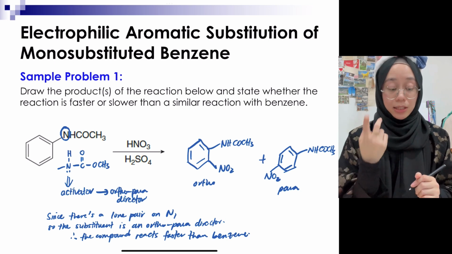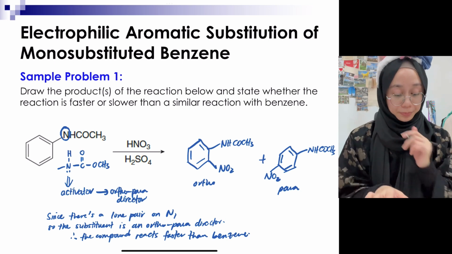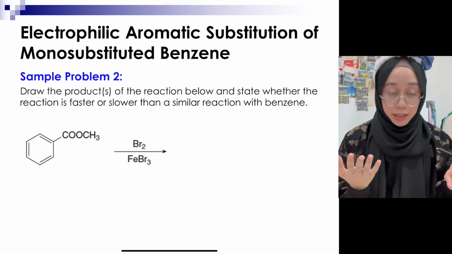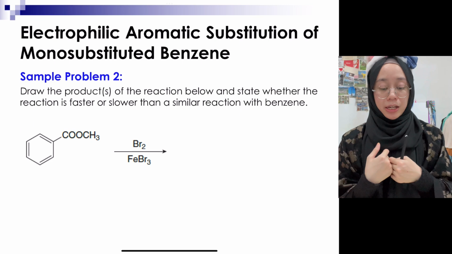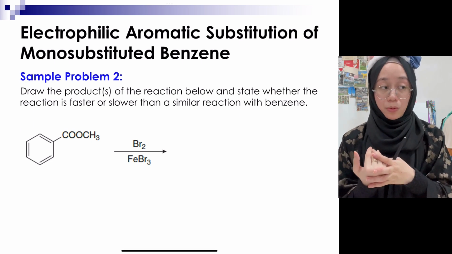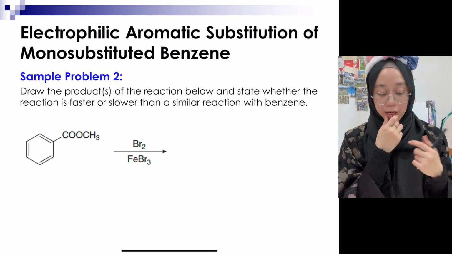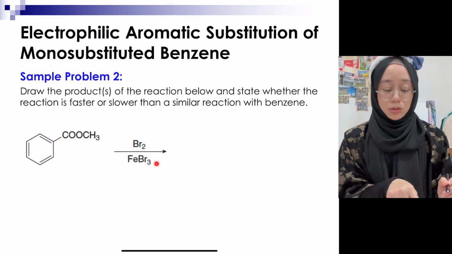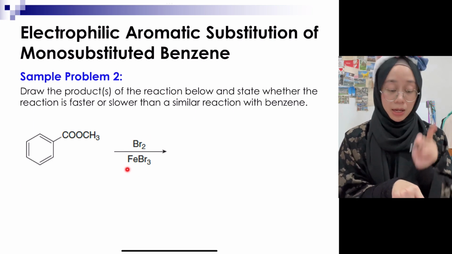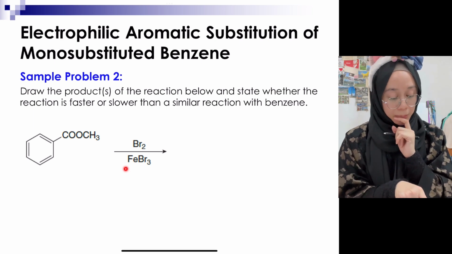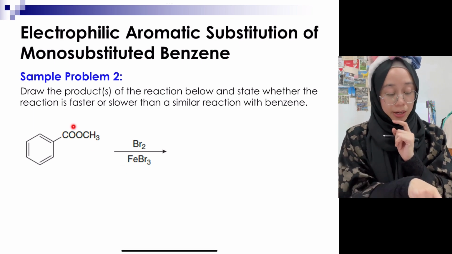Okay, so next kita try tengok sample problem 2. Soalan yang sama sebenarnya, dia nak tahu apa produk yang akan terhasil daripada reaction ni, and then dia nak tahu sama ada reaction tu akan faster ataupun slower than benzene with a similar reaction juga. Okay, so now kita tengok kat sini dia buat apa ni, bromination. So since dia buat bromination, bermaksud Br akan masuk dalam benzene ring. Okay, so Br akan masuk dekat benzene ring, tapi ada substituent dia dekat sini.